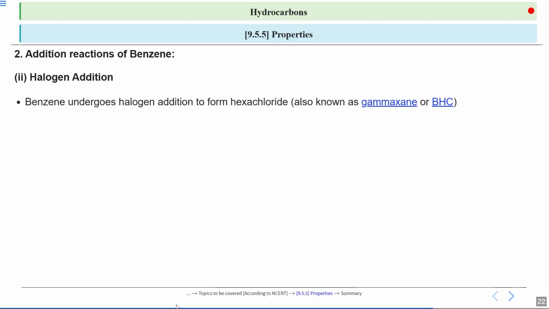When benzene reacts with chlorine, it forms a compound called benzene hexachloride. This compound is also known as gammaxane or BHC. It is important to remember these alternative names because they often appear in exams or textbooks. Here you can see the chemical equation for this reaction. Notice how three chlorine molecules are added to the benzene to form benzene hexachloride. And here we are using light or UV conditions and not dark conditions, which was the case for electrophilic aromatic substitution.